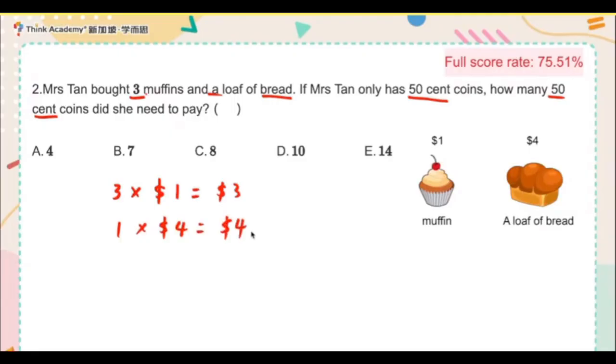Good job, everyone. So this time, if we want to see how much Mrs. Tan needs to pay, then we just add them up, right? So that will be 3 plus 4 gives us $7. Okay, easy peasy. Teacher Jane got the answer. That will be B. So I put B here.